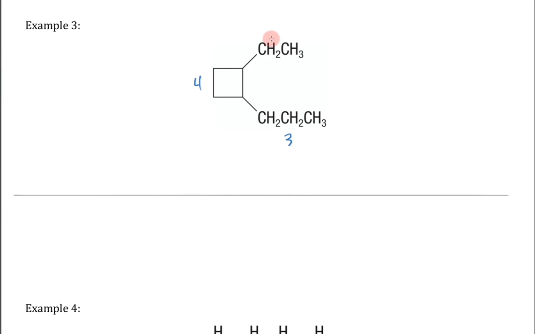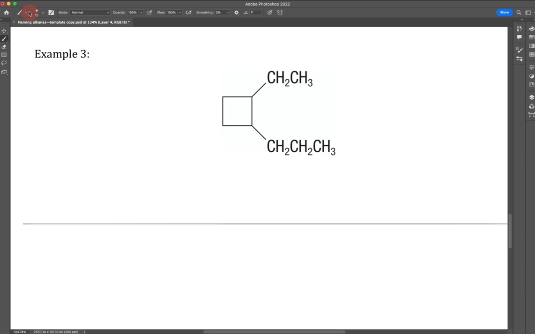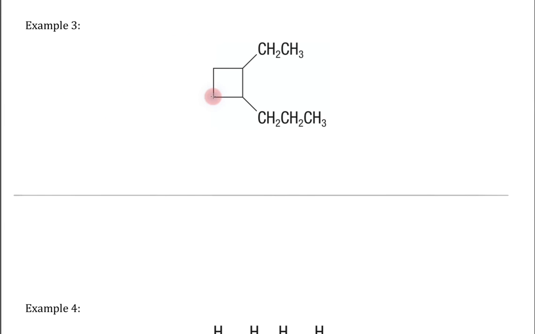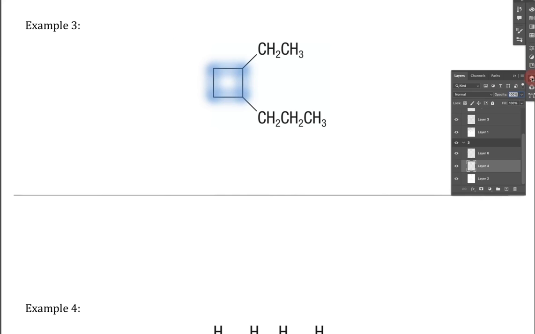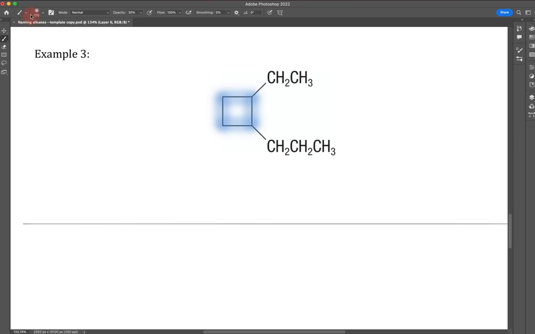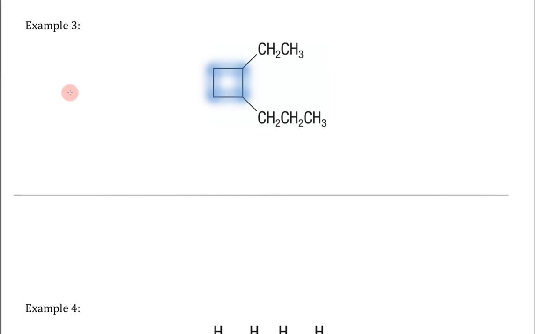So, given that our ring has more carbon atoms than either of our branches, that means again that our ring is going to be our main chain. It's going to make up the root of the molecule's name. So let me just highlight that, as I've been doing. Okay, so this is our main chain.